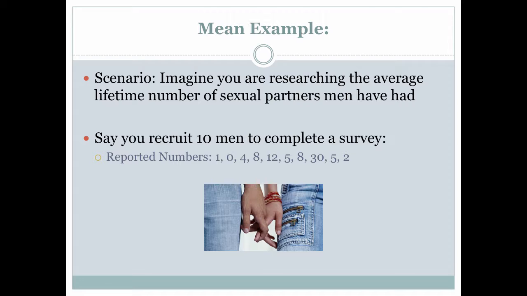Your sample is going to be migrant workers in Guatemala. Okay, so you go ahead and you recruit 10 participants and you ask them how many sexual partners they had thus far. Okay, the scores that you see right here, they're going to depict the number of sexual partners each participant had. So the first one had one, the person number two did not have any sexual partners, person number three had four, and so on and so forth.